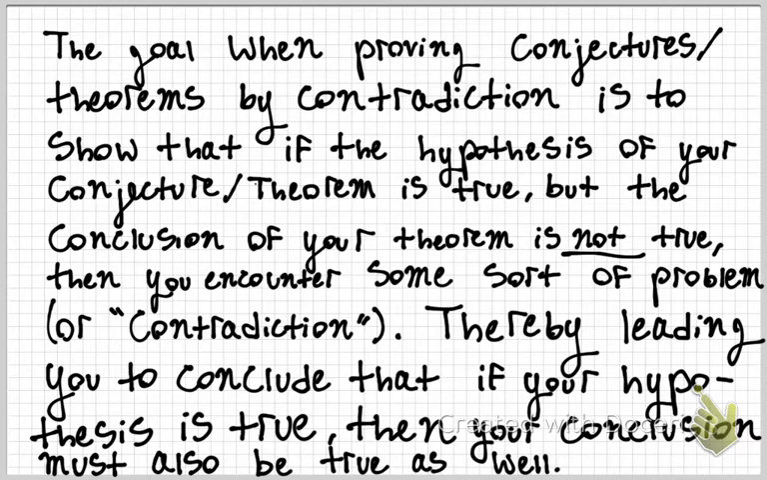And so if we conclude that when our hypothesis is true but the conclusion is not true, that leads to a contradiction, then that must not be true. The fact that the hypothesis is true but the conclusion is not true can't be a true statement. So we must be able to conclude that if hypothesis, then conclusion, which is exactly what we want to prove if we're trying to prove a conjecture.